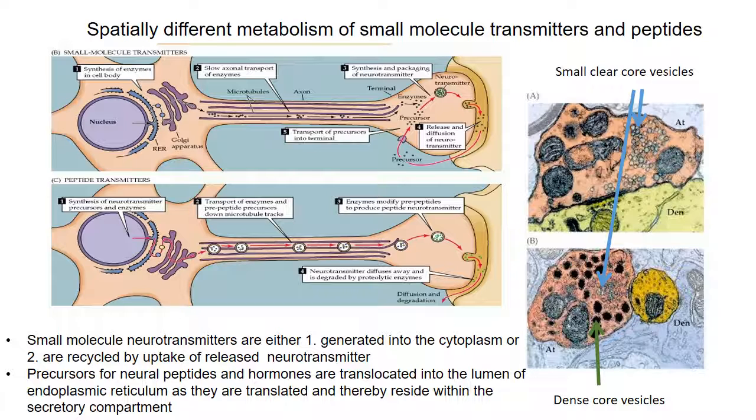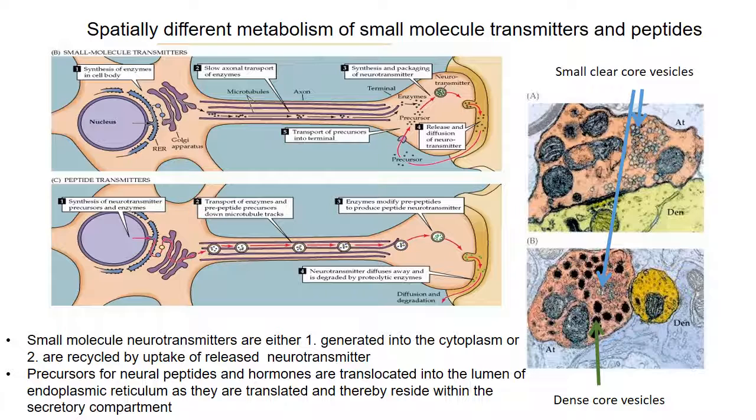One is the place where it's made, so they're spatially different. For example, for small molecule transmitters, which you see in the top panel, enzymes that are involved in the synthesis, for example GAD65, are made in the cell body, but then they are transported by slow axonal transport along the microtubules to the nerve terminals, which is where the enzymatic reaction that makes GABA from the precursor occurs. And then they are packed, usually, in these small clear core vesicles that contain these small molecule transmitters. When they are released, the synaptic vesicles are recycled, and then neurotransmitter can be repackaged again.